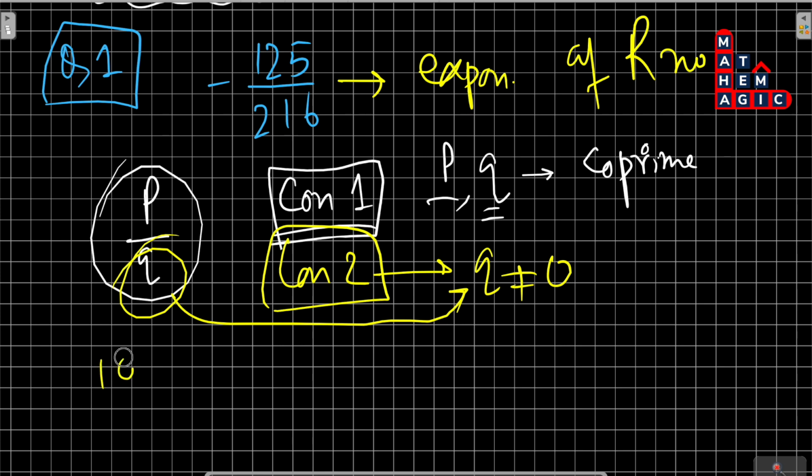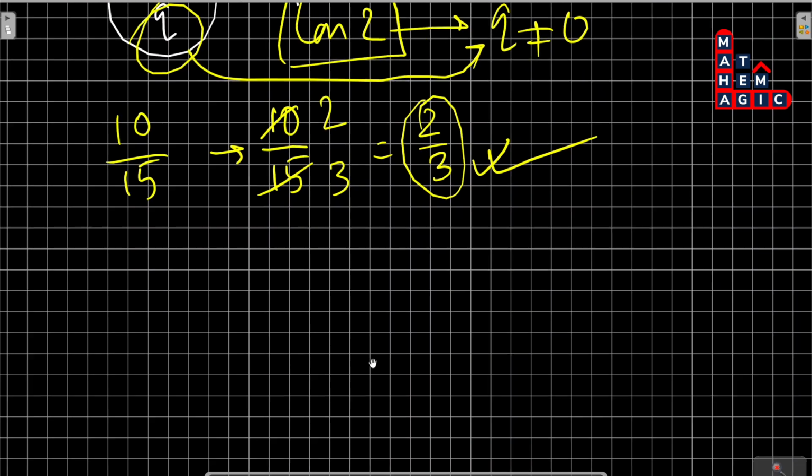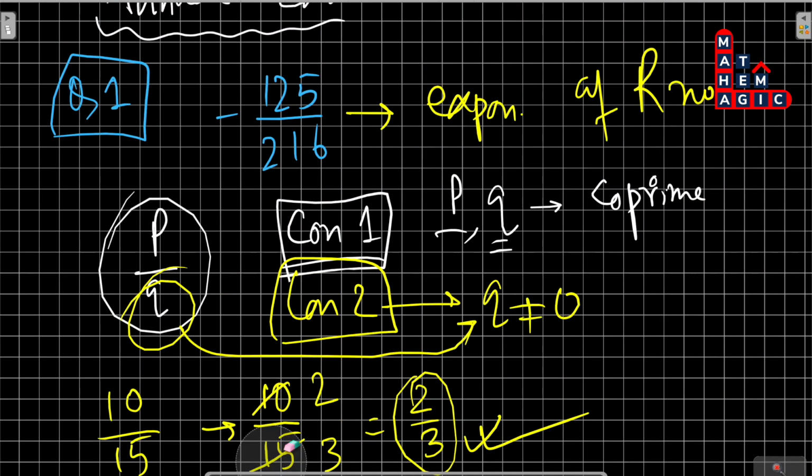So suppose if I say 10 by 15, is it a rational number? The answer is yes, but it's not expressed properly. So what to do now? We have to write 10 and 15. If I cancel them by 5, 5 2s are 10, 5 3s are 15, and it gives us 2 by 3. So now 2 by 3 is a rational number because 3 is also a non-zero number, right? So it's all clear. Let's get back to the sum now.